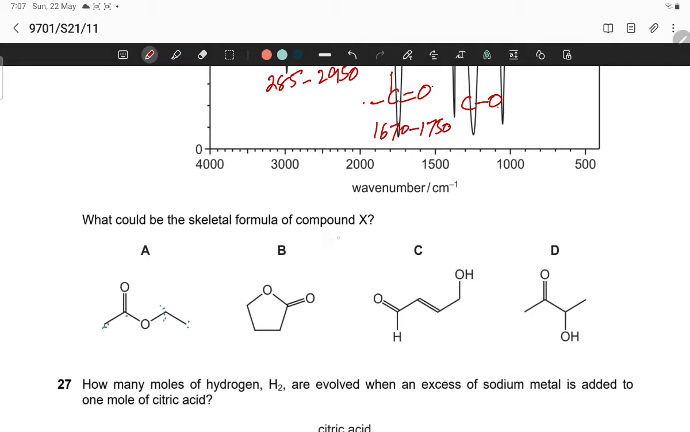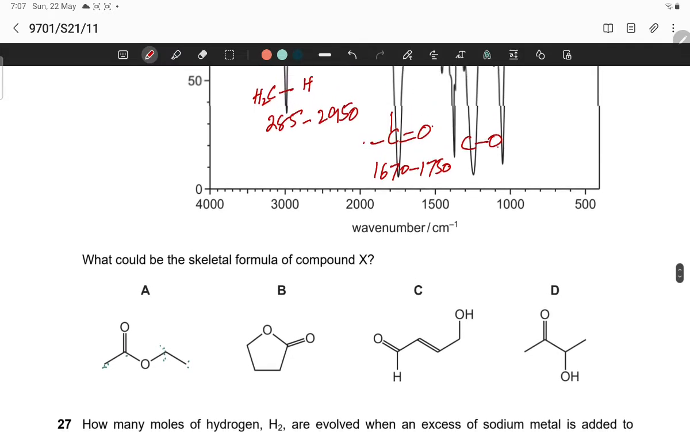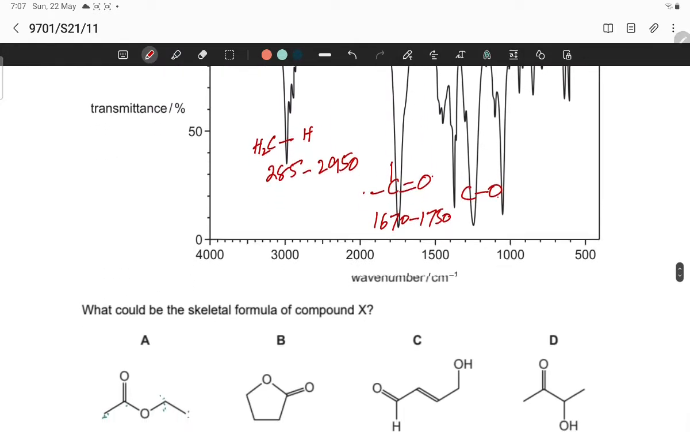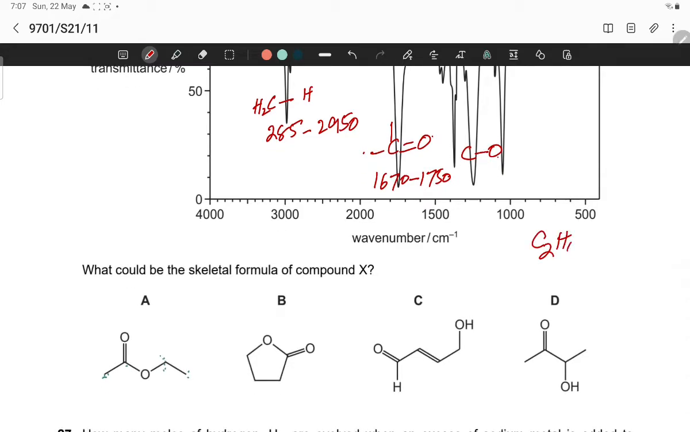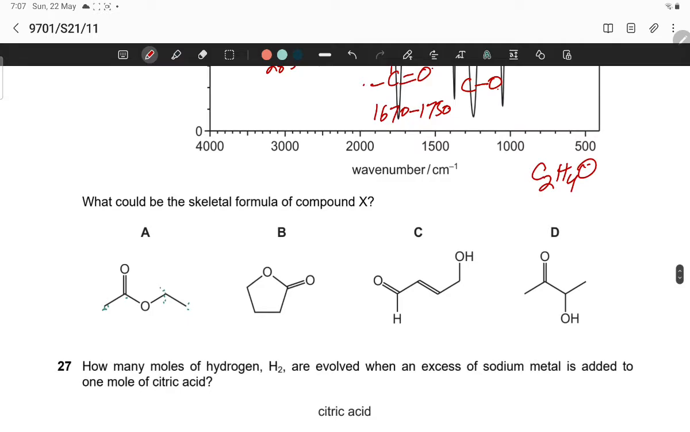Now let's check what could be the skeletal formula of compound X, with empirical formula C2H4O. This is CH3, CH2 and CH3, counting 1, 2, 3, 4 carbons. This is C4H8O2, and the empirical formula is C2H4O.